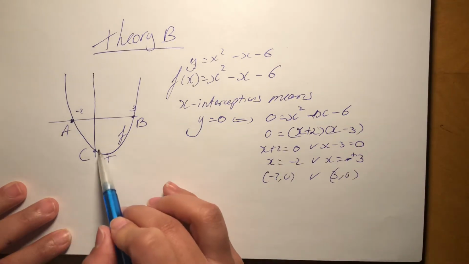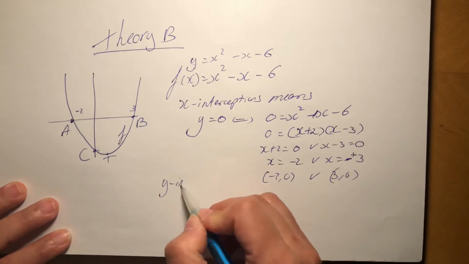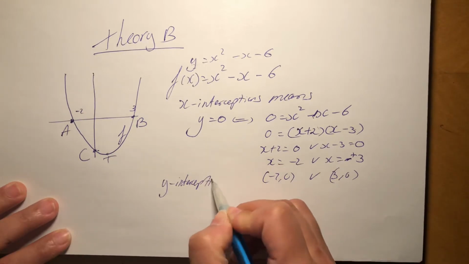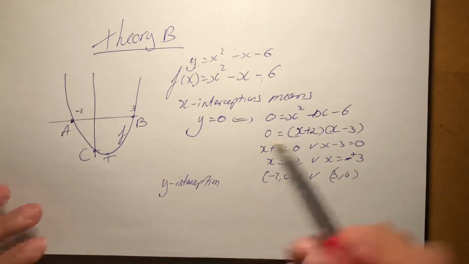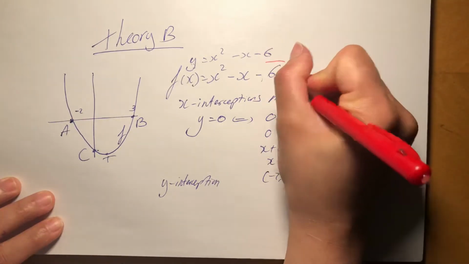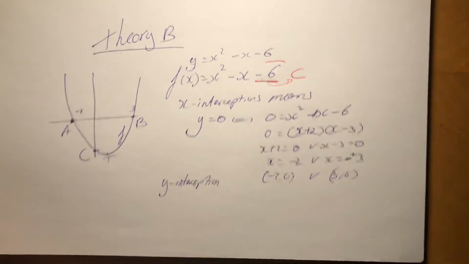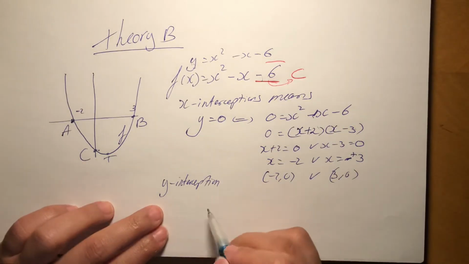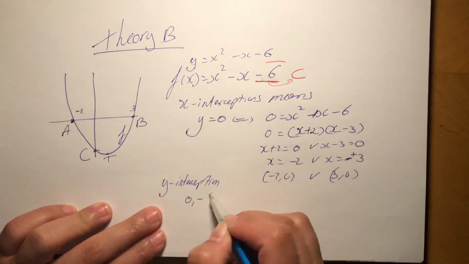How can we find the y-interception? Y-interception, when you have a quadratic form like this, it is always the c. The c in this case is minus 6. So the y-interception is going to be 0, minus 6.